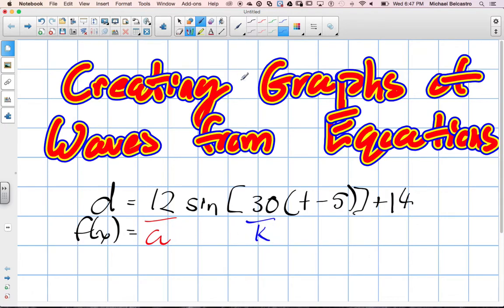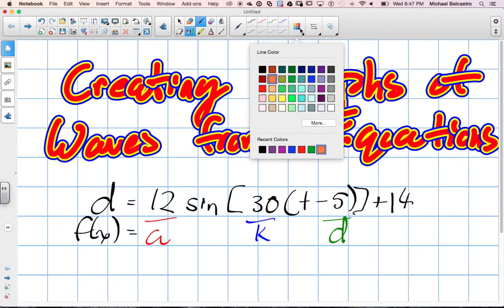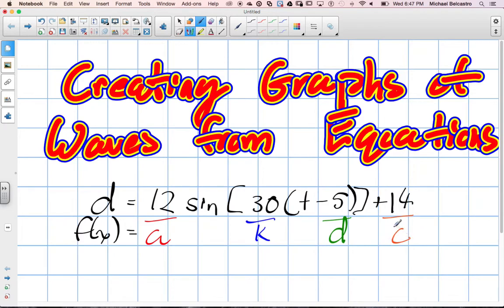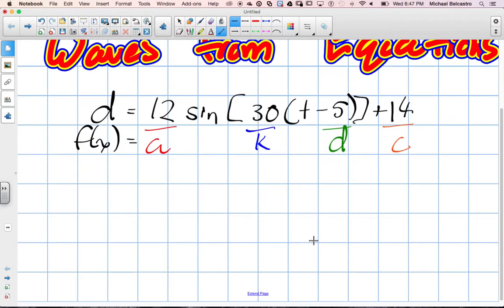So this is vertical stretches and compressions, horizontal stretch compressions. This is D, which is horizontal shifts. And the last one is a C value, which is vertical shifts. Okay, so we need to make a graph. And the very first thing to make a graph is we need to build a scale.